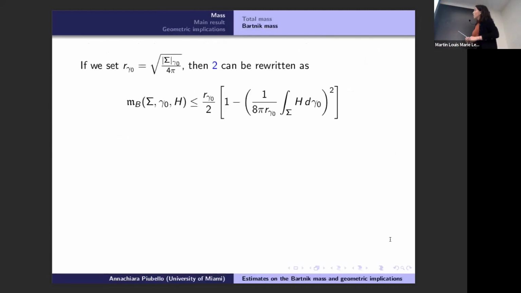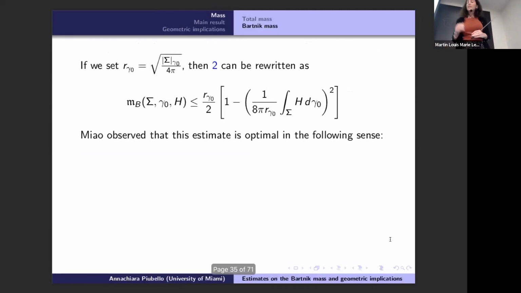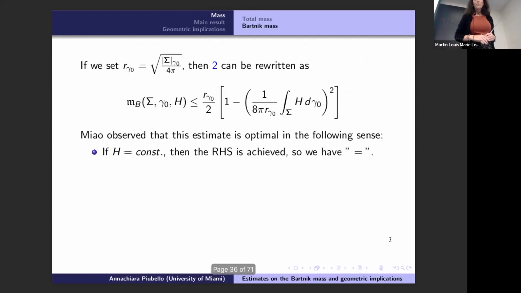Now here I just rewrote Miao's estimate in terms of this area radius, which is just defined as the square root of the area divided by 4 pi. And what Miao showed is that this estimate is optimal in the following sense. When h is a constant, this term here will be exactly the term that appears in the Hawking mass, because squaring the total mean curvature is the same as squaring h, up to dividing by the area. But we will get exactly the right-hand side to be the same as the Hawking mass.